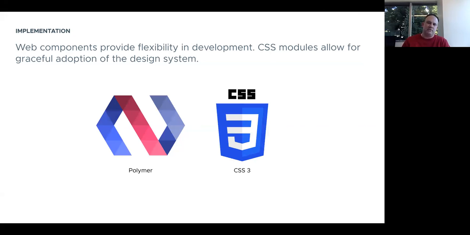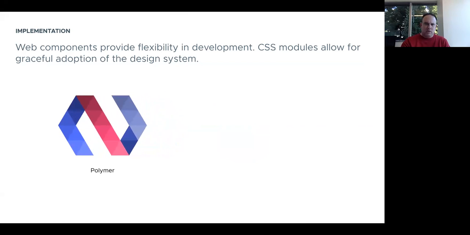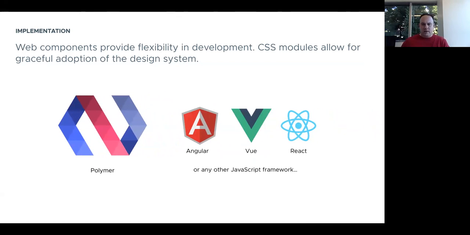And this has been pretty successful with acquisitions. They'll come grab the CSS, style things, get it in the ballpark, and then start dropping in components along the way. And what Polymer gets us is the ability to work with any other JavaScript library, be it Angular, Vue, React, or whatever framework of the month is out there.